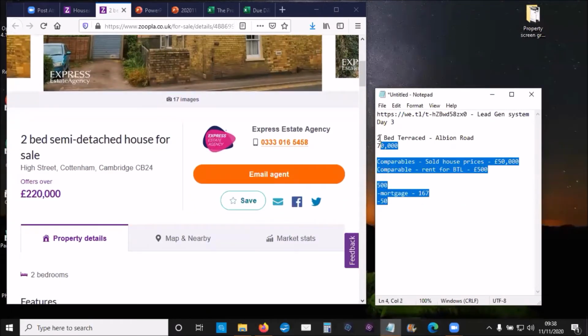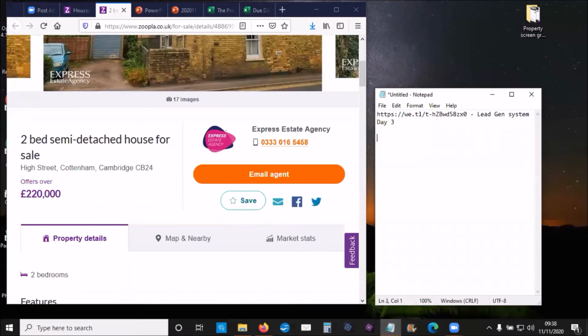So I'm gonna take my notepad again and type in some notes here. So this is High Street, CB24. This is not in Cambridge City Centre. Okay, so its asking price is offers over 220,000. Okay, so what are the details? It's a 2-bed. We are gonna need to find out comparables in terms of sold house prices and in terms of rent. Okay.